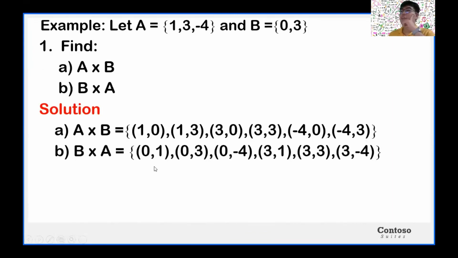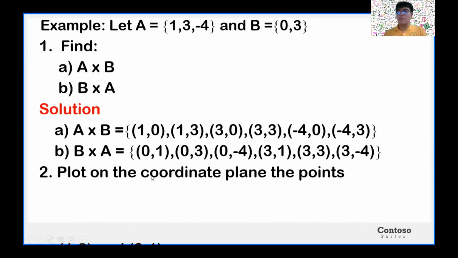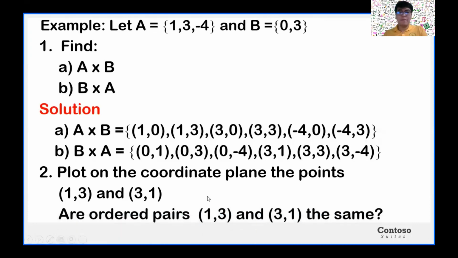If we do B cross A, then we get a different set. Now, is A cross B equal to B cross A? The answer is no, they are not equal. Because we now have ordered pairs, we could plot these in a coordinate plane, or what we call the Cartesian plane. (1, 3) and (3, 1) are different. Remember that. (1, 3) and (3, 1) are not the same.